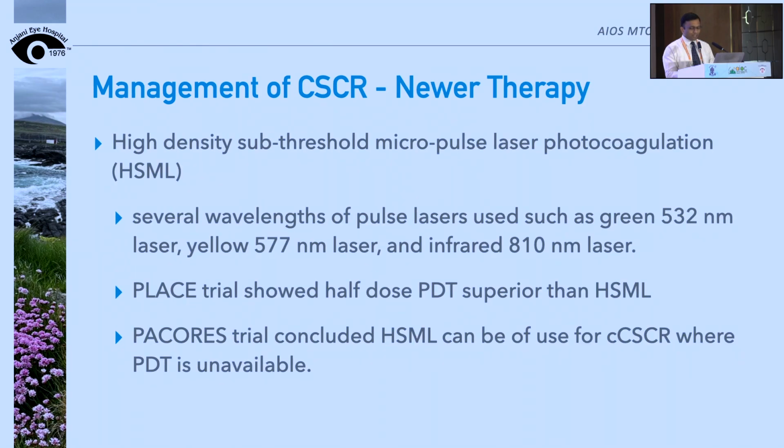Arora sir has given an excellent presentation on high density subthreshold micropulse laser. However, most of the literature as of now mentions that it is not superior to half-dose PDT, but the PACORES trial concluded that it can be of use in chronic CSCR where PDT is unavailable. But as sir did mention, we have to repeat the HSML over a period of time.